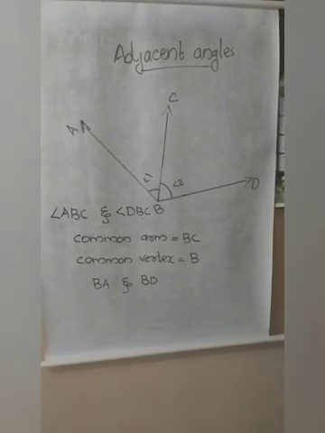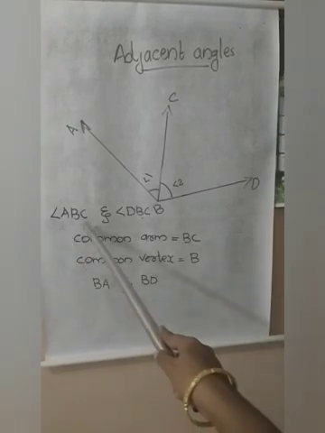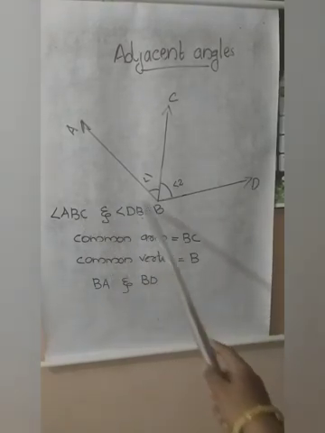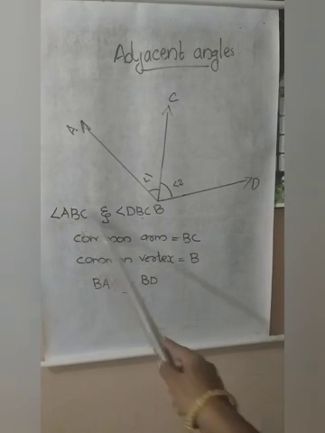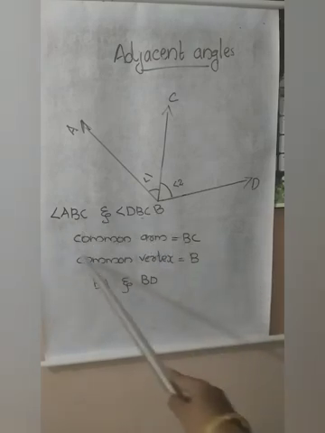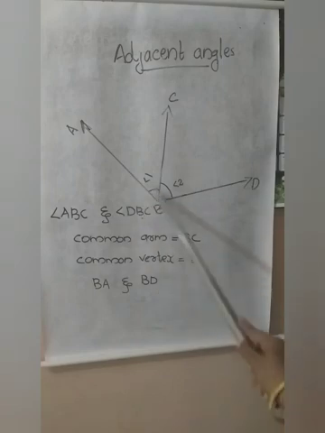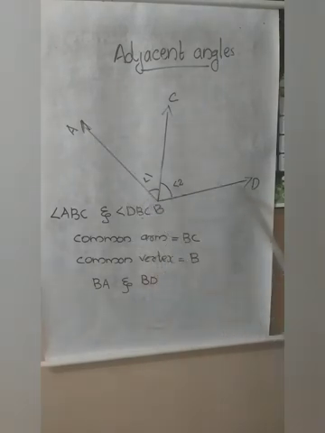Which are the two angles here? Angle ABC and angle DBC. Now from this, which is the common arm? BC is here, and BC is also here. So there is a common arm BC. Then the common vertex is B, and BA and BD are on either side of BC. So we can say angle ABC and angle DBC are adjacent angles.